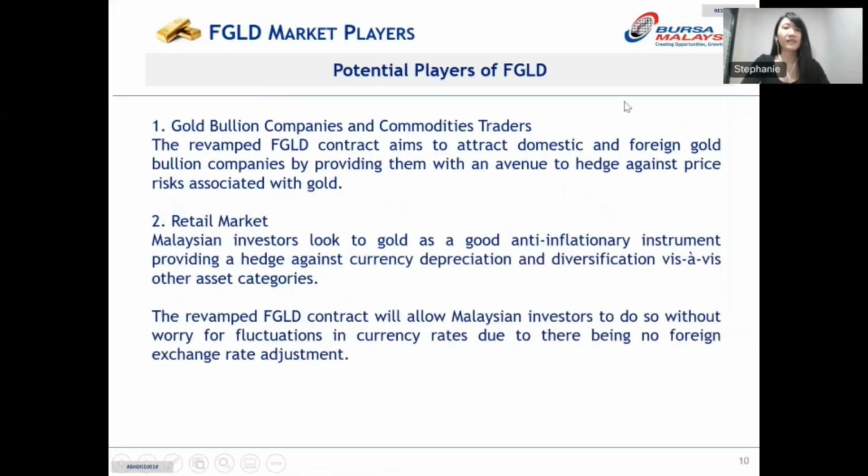Who are the potential market players for the FGLD? They are gold bullion companies, commodity traders, and the retail market. So this revamped FGLD contract will allow all the Malaysian investors to do so without worrying about fluctuation in currency rates, as there won't be any foreign exchange rate adjustment due to the multiplier.